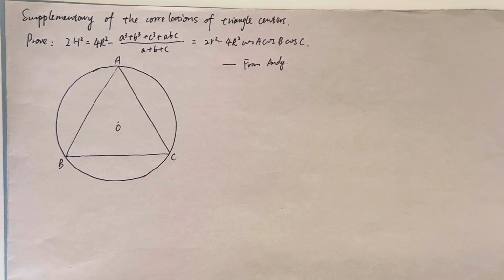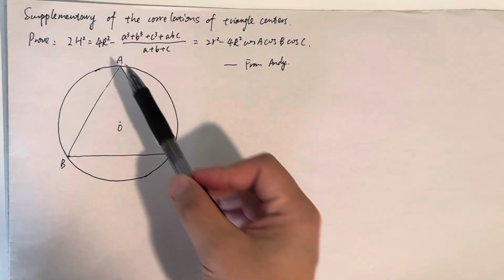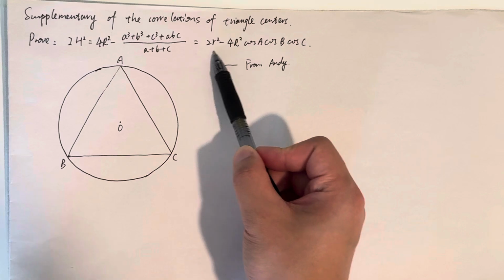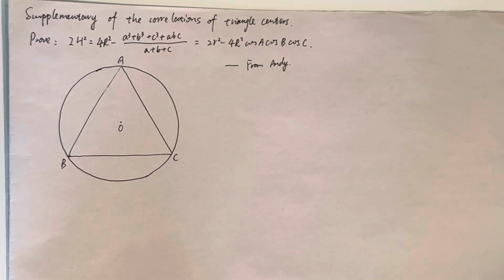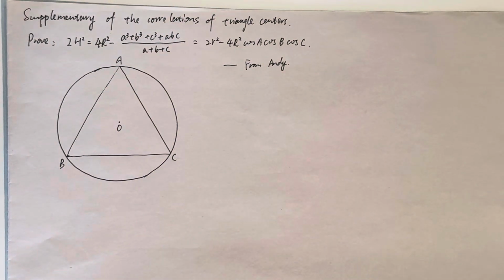So thanks to the audience, Andy. I think he found a very elegant solution here to prove that IH squared, or basically this one, equals to this one. And with his permission, I'm going to share his idea of this proof with other audience.